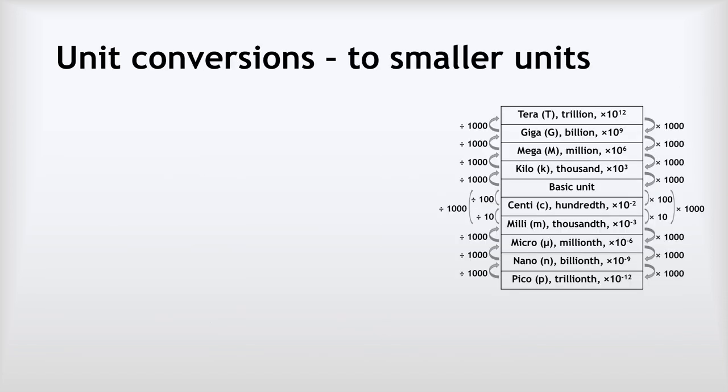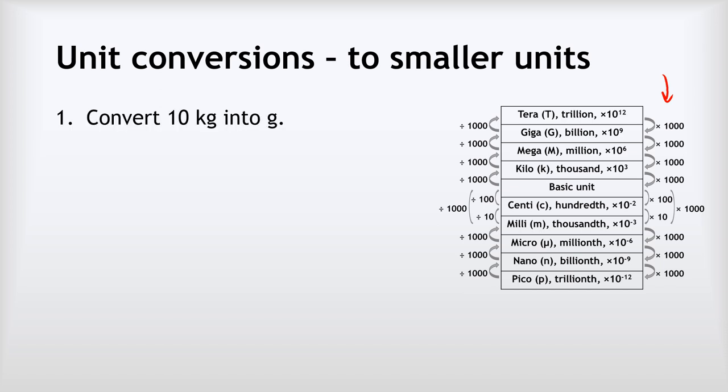Okay, so now we've met our prefixes, let's look at how we can convert our units. And we'll start by looking at converting to smaller units. So we're going to be working on this side of this table here. So when we convert to a smaller unit, we're going to need to multiply our number by some number of thousands normally. Let's look at our first example then.